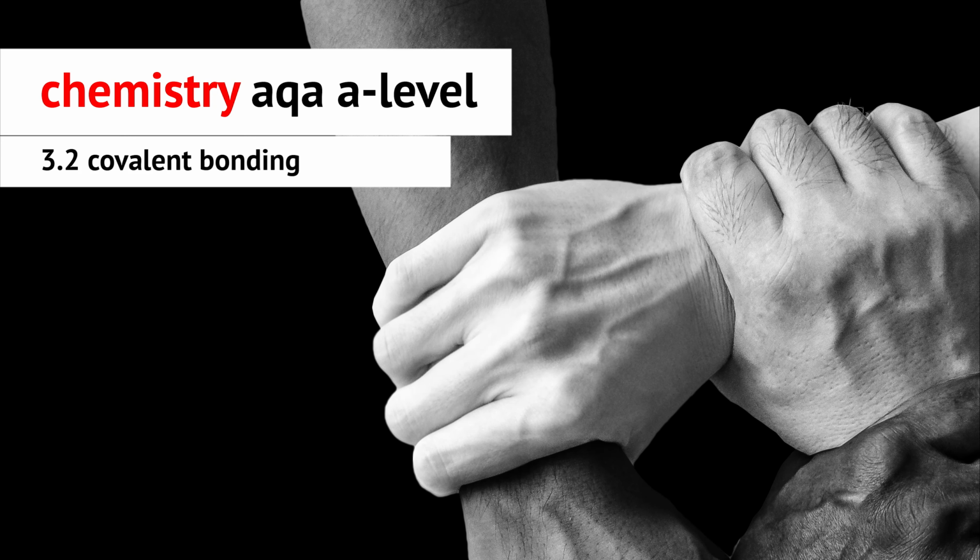When you're drawing covalent bonding diagrams, you may leave out the inner main levels because the inner shells are not involved at all.